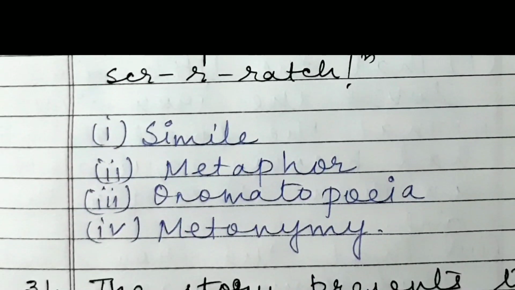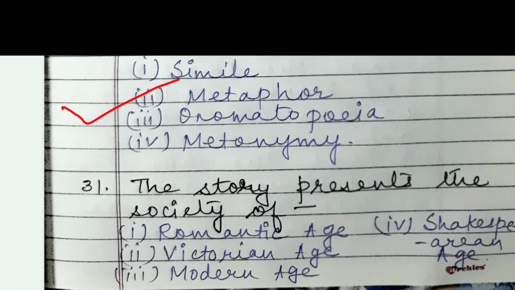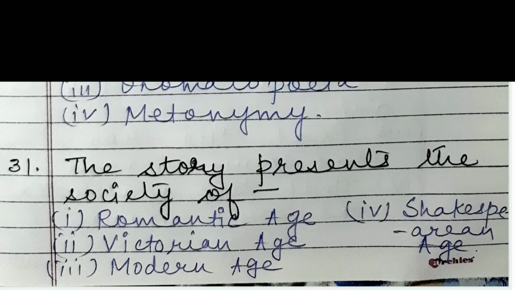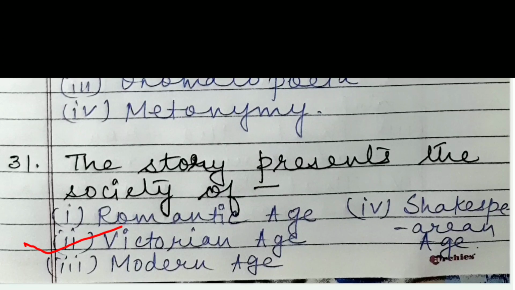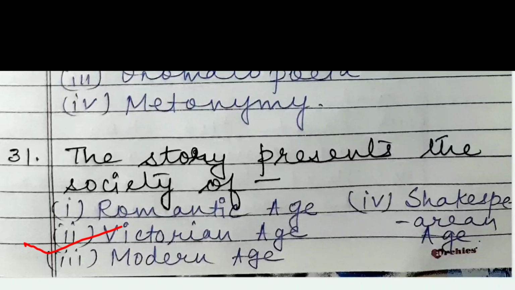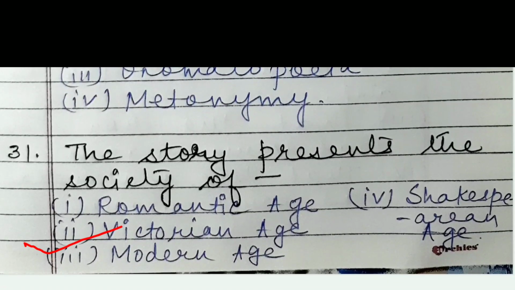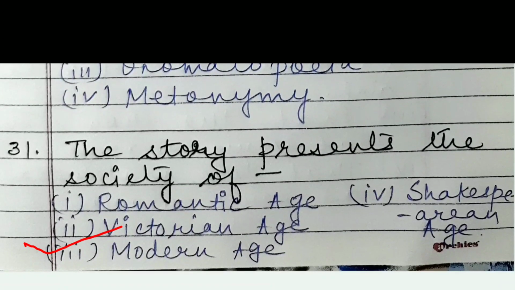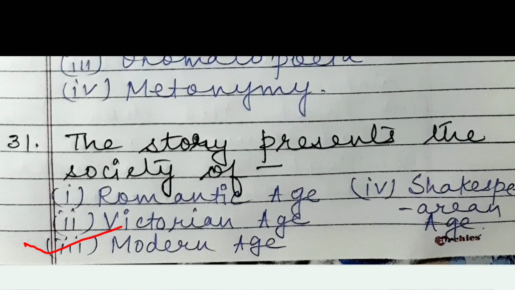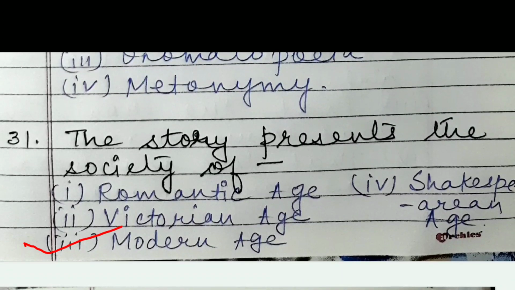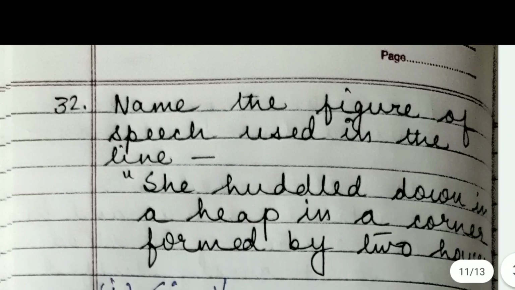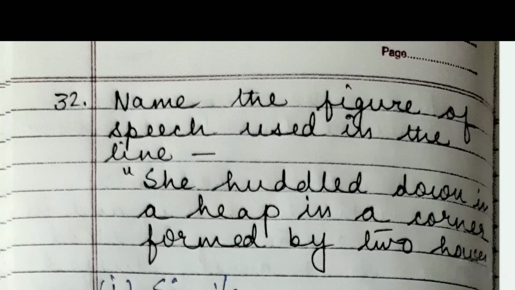Next, question number 31. The story presents the society of. Option 1 romantic age, option 2 Victorian age, option 3 modern age, or option 4 Shakespearean age. And the right answer is Victorian age, option 2. Why? Because the narrator belongs to that age. Hans Christian Andersen belongs to the Victorian age, and the story presents the hardships that the underprivileged children of that era had to face.